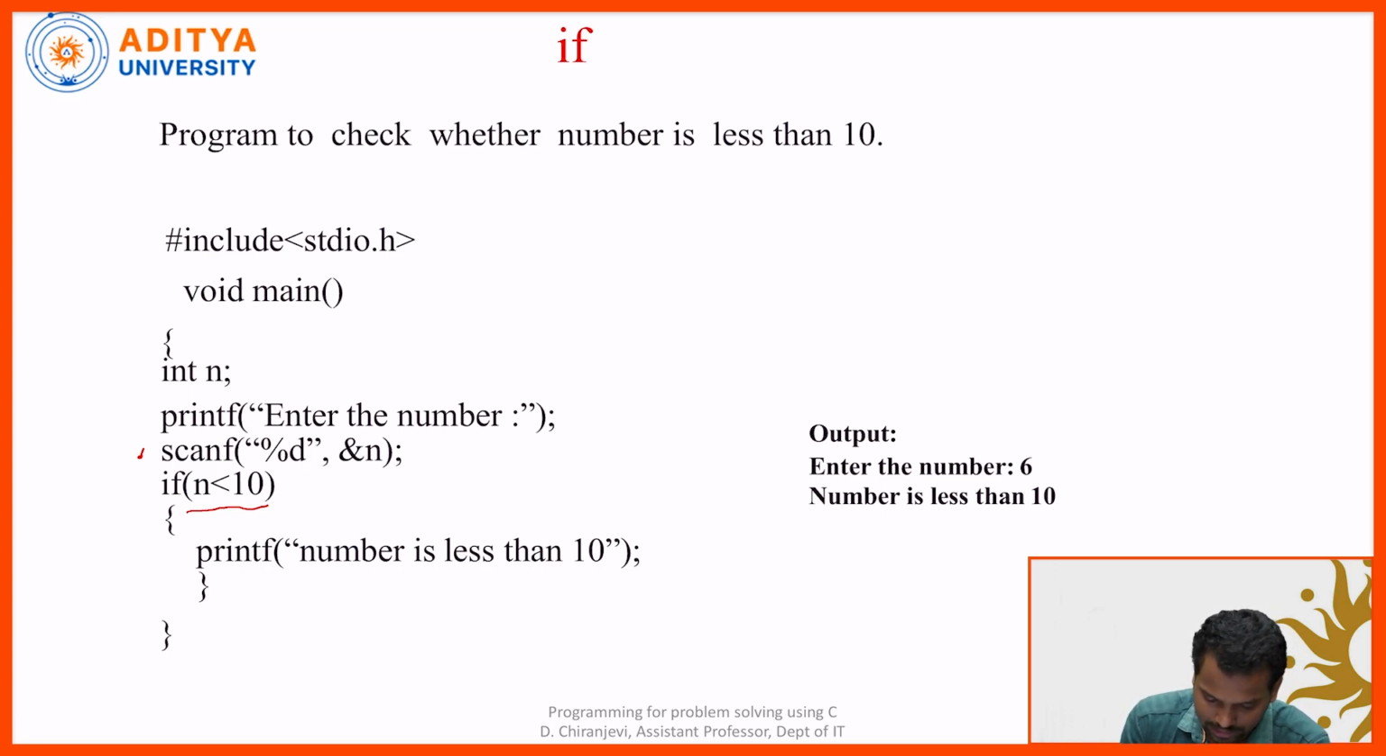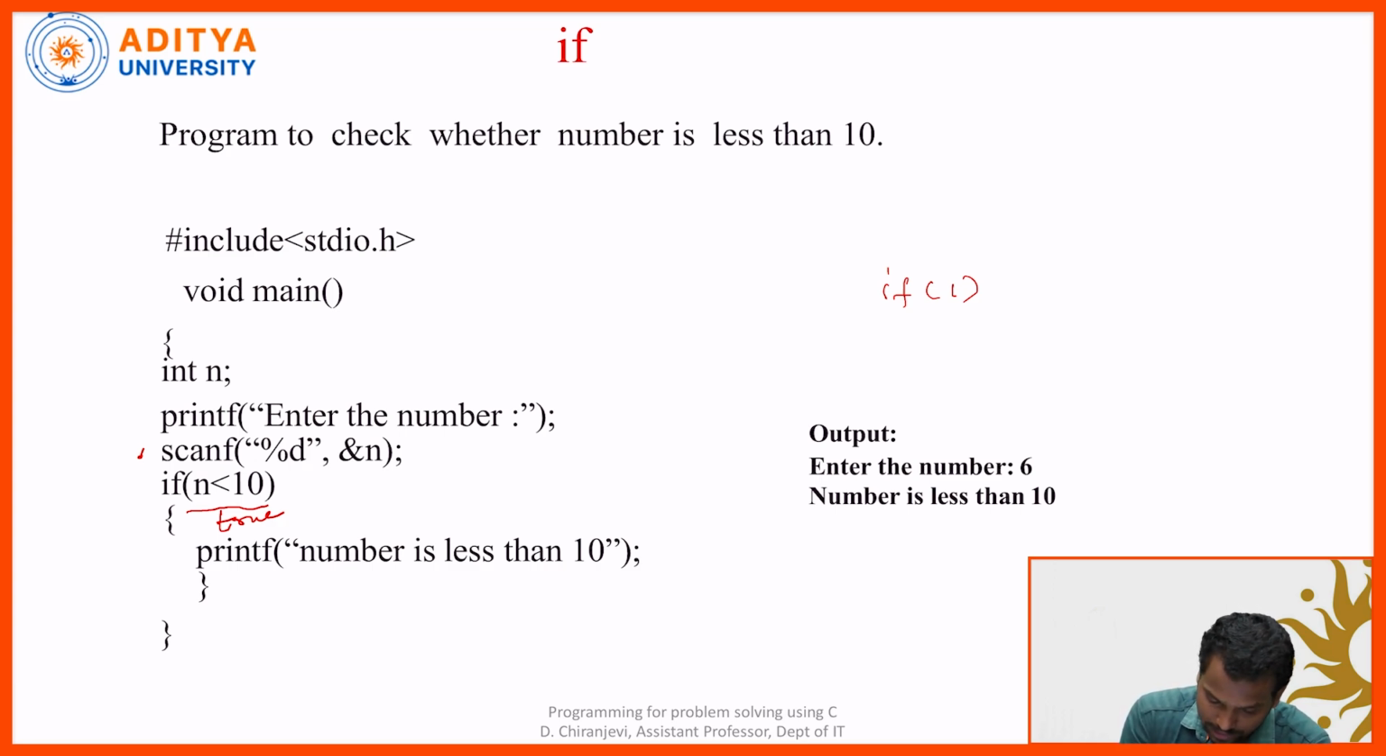If you check this example, here the user given input is 6. So, 6 less than 10 is true, which means 1. True means 1 and false means 0. As I said, a non-zero value is true and a 0 value is false. So if the condition is 1, that means true, and then it will print number is less than 10.